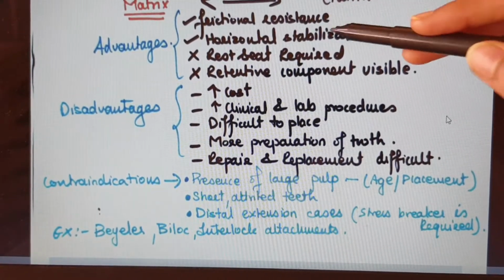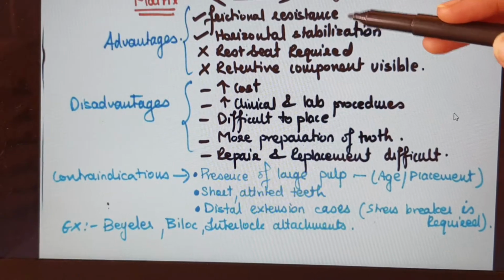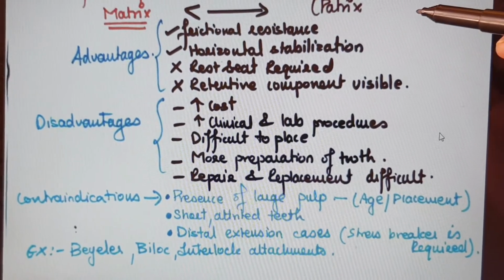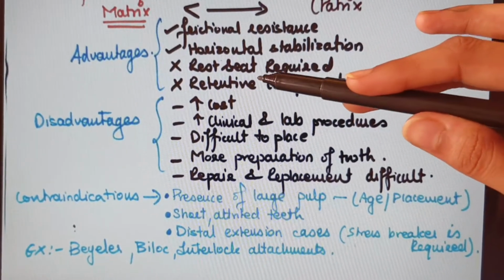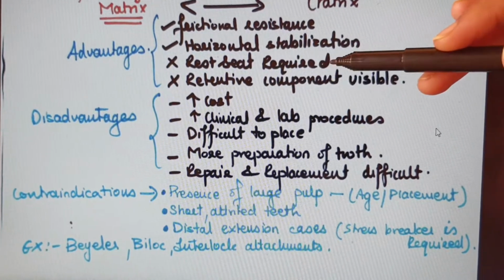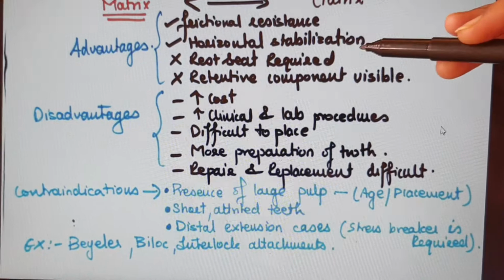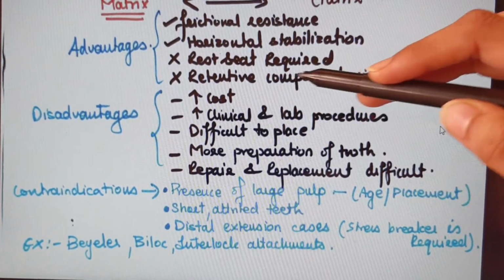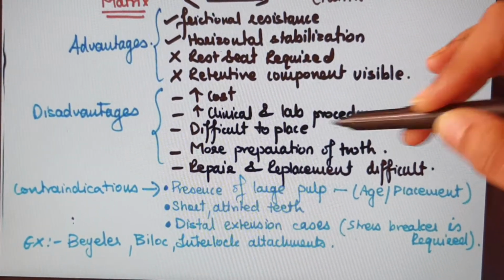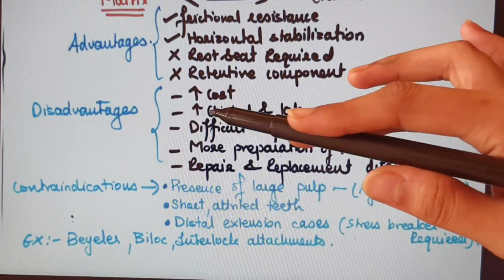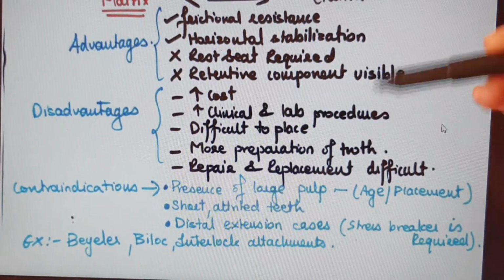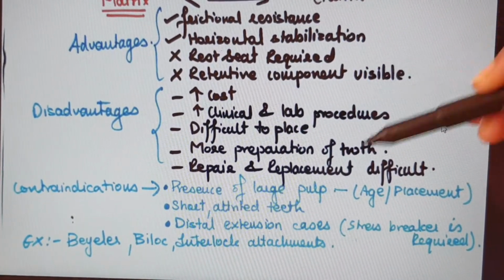Now there are certain advantages and disadvantages of this type of direct retainer. The advantages is that it has increased frictional resistance, there is increase in horizontal stability, no rest seat is required, so even rest seat preparation is also not required. The retentive component is not visible in the oral cavity, but there are certain disadvantages as well.